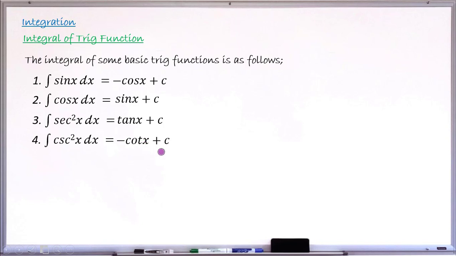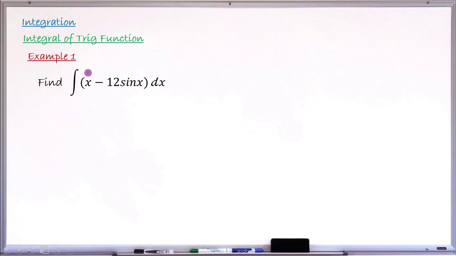So let's take examples of how we can make use of this and find the integral of some basic trig functions. Example number one: you are asked to find the integral of x minus 12 sin x with respect to x. Solution to this problem: copying the given text, that is the integral of x minus 12 sin x dx.